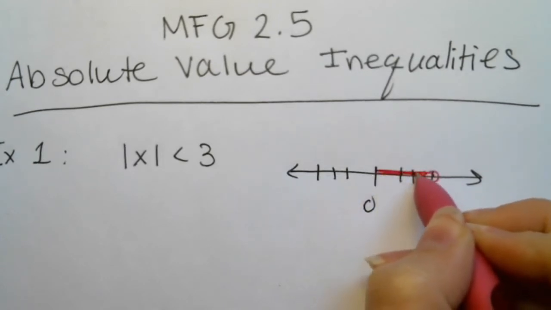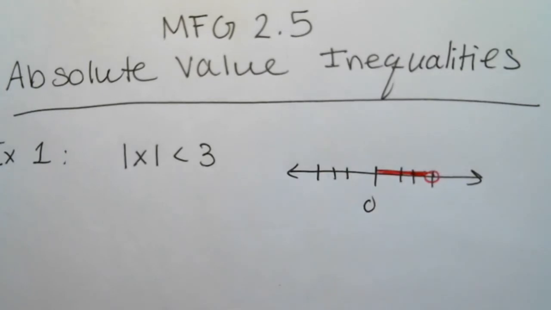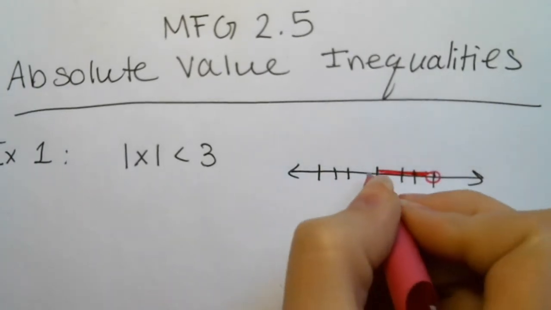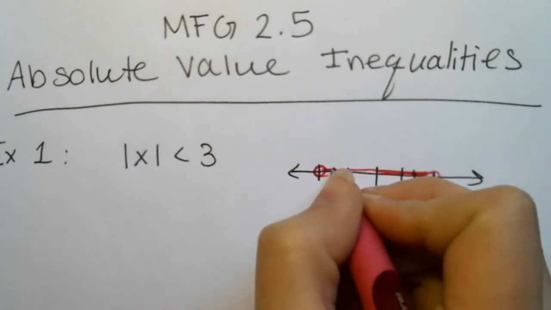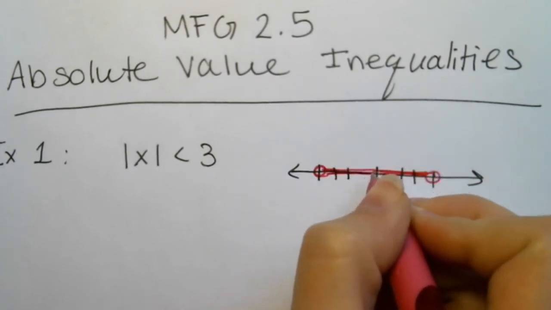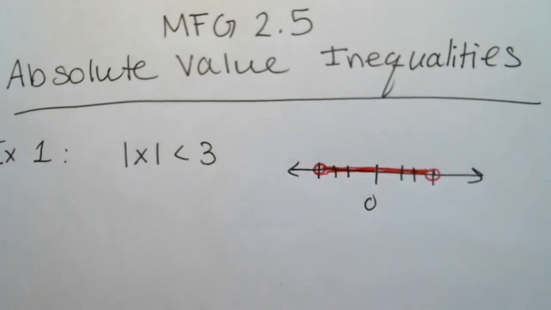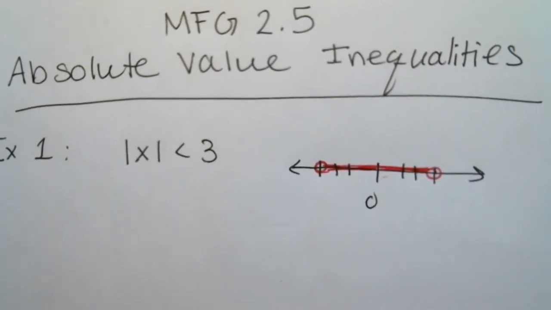But the absolute value doesn't tell us if we're moving right or left. So we're also going to be going out this direction 3 units, but not including the distance that's actually 3 units. Okay, so here's the numbers whose absolute value is less than 3, meaning the distance between all of these numbers and 0 is less than 3 units.